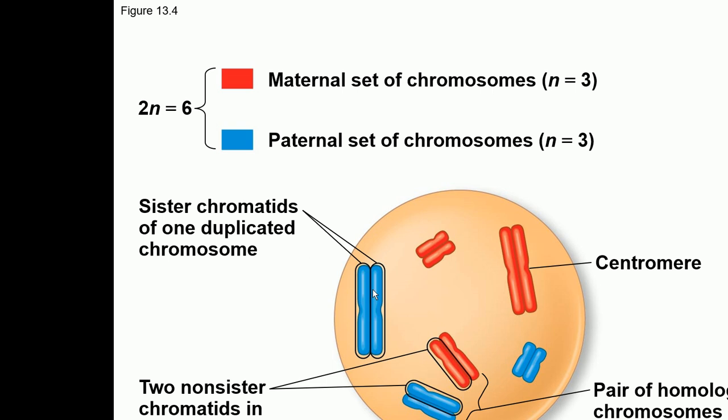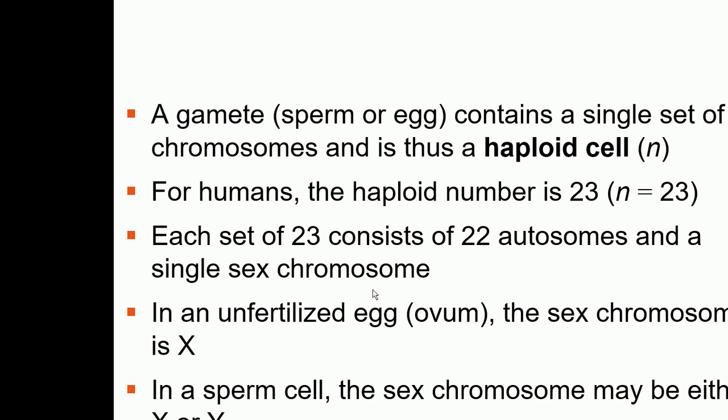Meiosis has two phases, meiosis 1 and meiosis 2. Meiosis 1 is called reductional division because in meiosis 1, the chromosomes in the homologous pair separate, and that results in the reduction of the number of chromosomes. From 46, it results in the formation of 23 chromosomes.